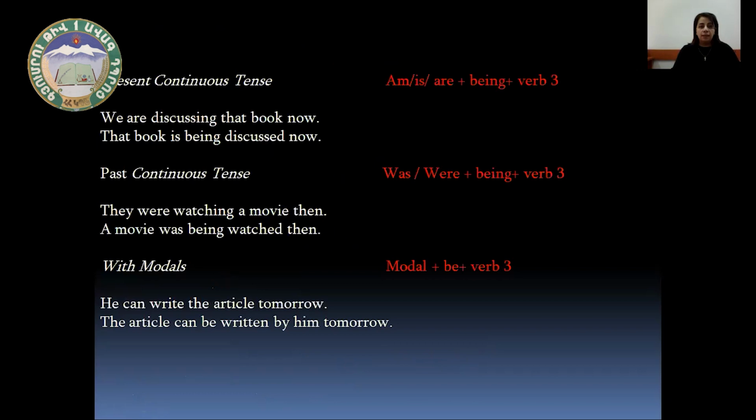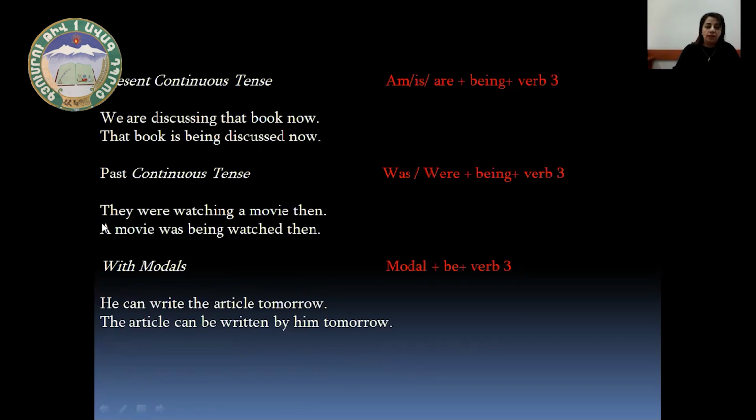And the next tenses under discussion for today's lesson are as follows: present continuous tense, past continuous tense, and modals. With present continuous tense, the picture is the following. We are discussing that book now. In the passive we have, that book is being discussed now. That means the formula is am/is/are plus being plus verb 3.